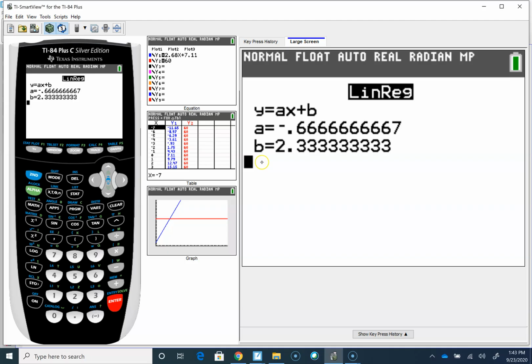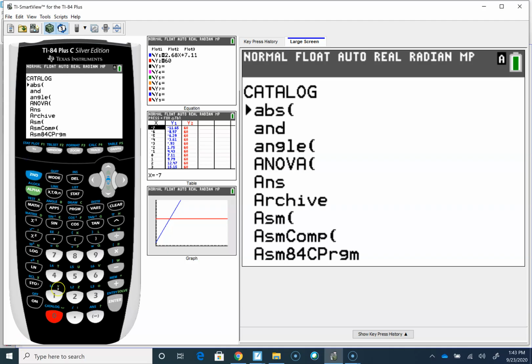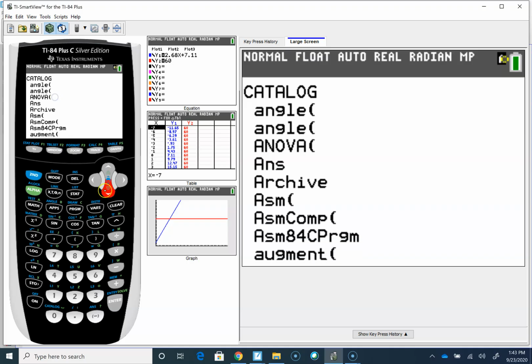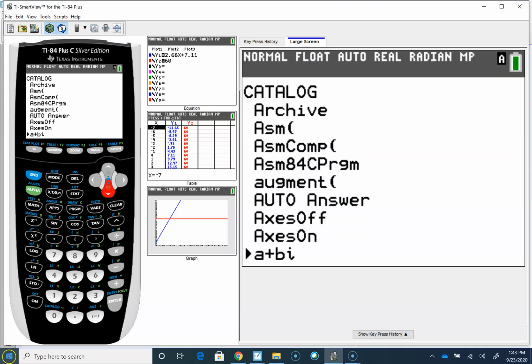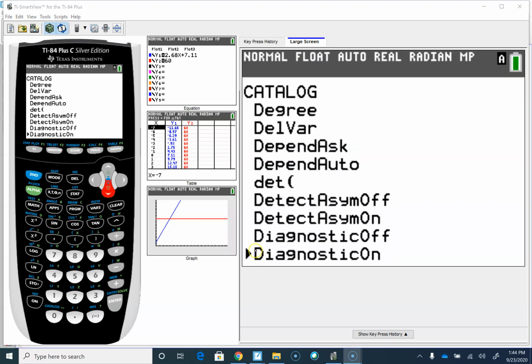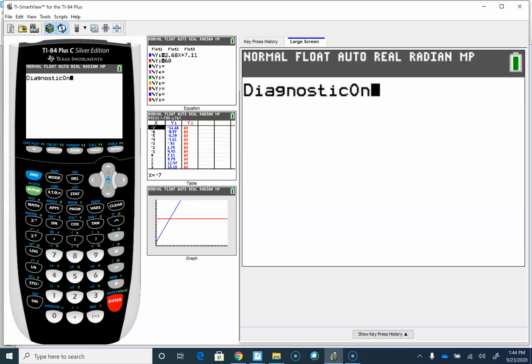And my R squared isn't on. It should populate right there. So I'm going to have to go in and get it out of the catalog and turn my diagnostic on. So I have to basically do this very annoying step, which is scrolling down to the diagnostic on. And the diagnostic on is right there. So I'm just going to push enter. And I'm going to push enter one more time.